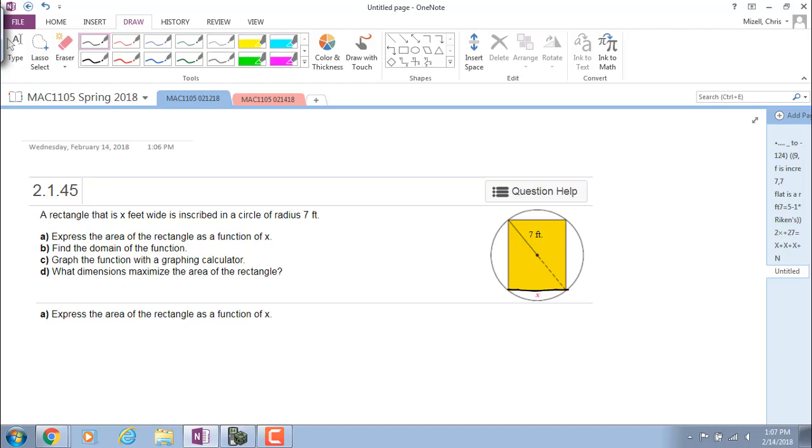So you start with a circle of radius 7 feet. So the circle, if I could draw a decent circle of radius 7 feet, is, oh, certainly not look like that.